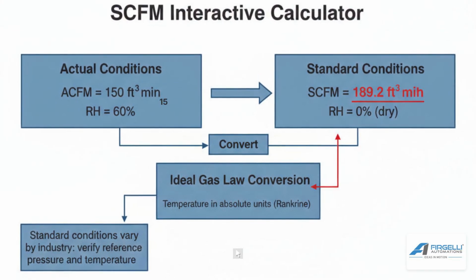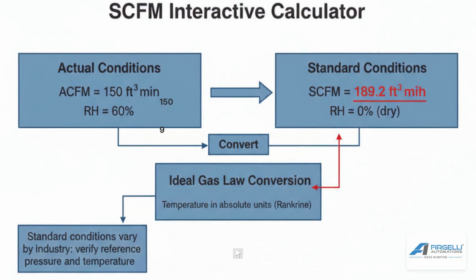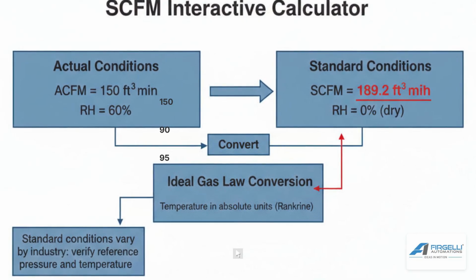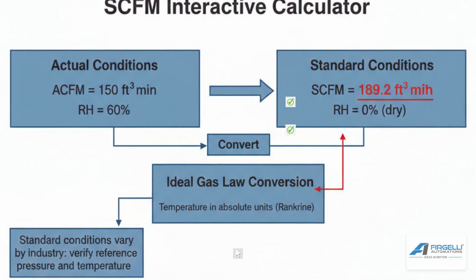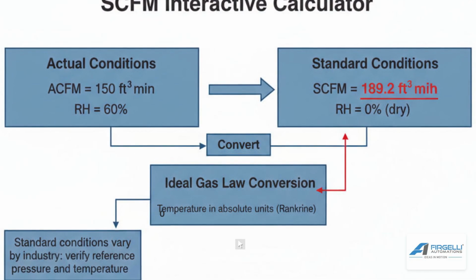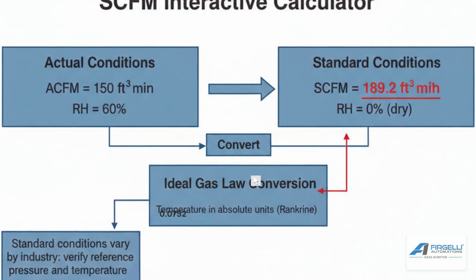For our example, I'll enter 150 ACFM, 90 PSIA actual pressure, 95 degrees Fahrenheit actual temperature, keeping the defaults of 14.7 PSIA standard pressure, 68 degrees standard temperature, and 0.0752 pounds per cubic foot gas density.